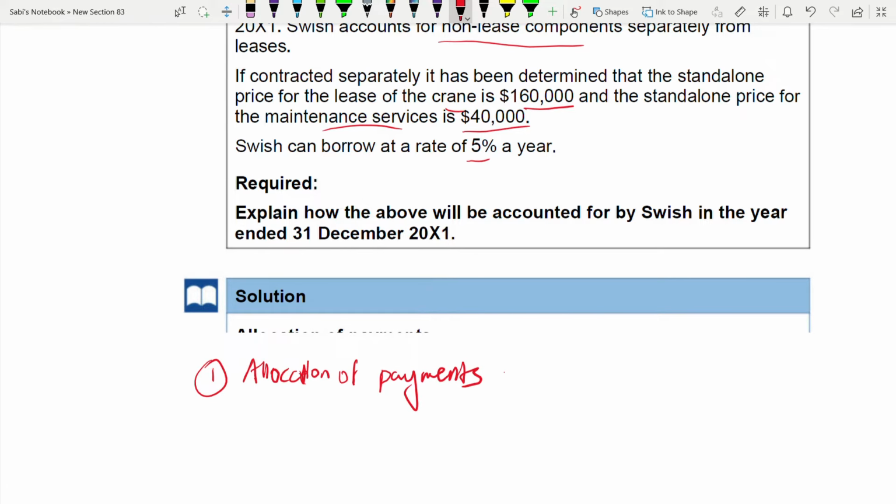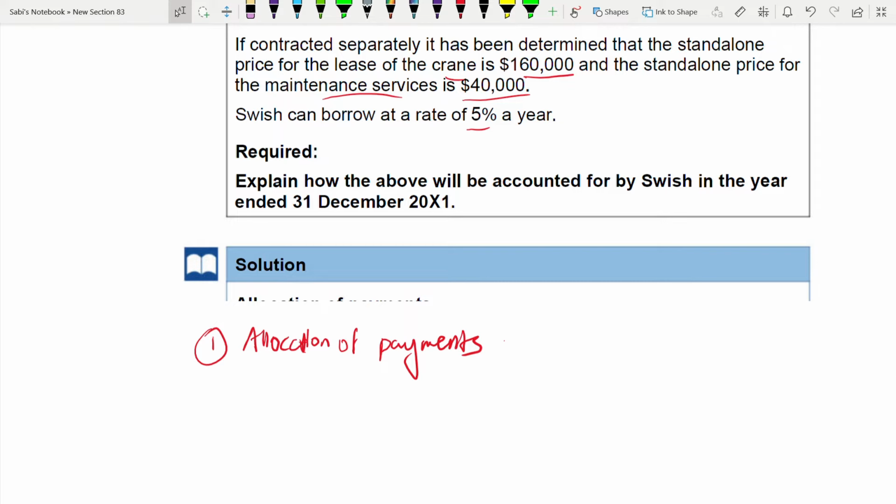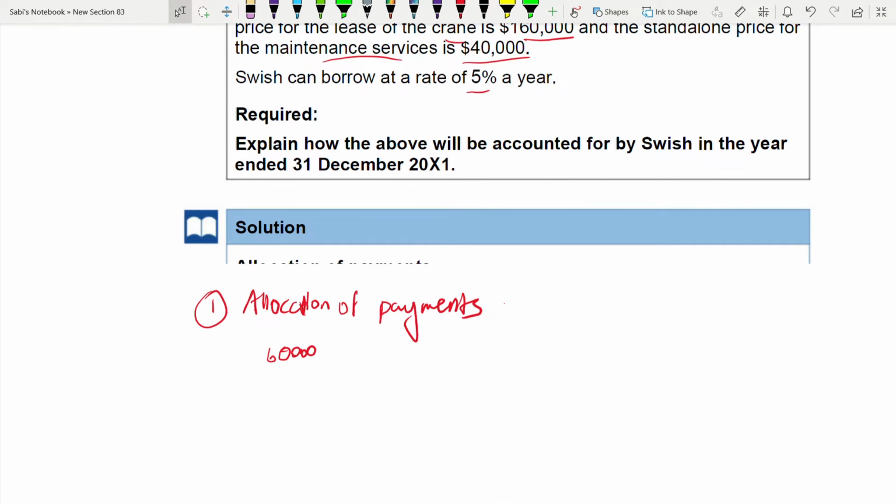Okay, so now they told that each year annual payment is 60,000. But standalone prices for crane and maintenance have been given. So based on that we'll find crane and maintenance. For crane, what was the price they have given? It's 160,000, divided by 160 plus that 40,000 of the maintenance, you add the total.